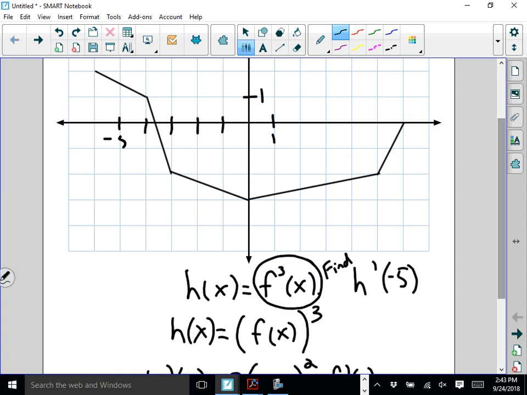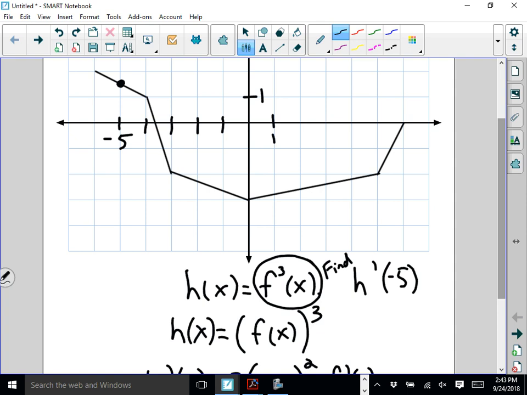And again, I'm concerned about 2 things here. I'm concerned about f of negative 5, and I'm concerned about f prime of negative 5. f of negative 5 is what is the y value when x equals negative 5. f prime of negative 5 means what is the slope. So when I take a look at this y value here, I can see that, okay, my slope there, I dropped 1 and went right 2.